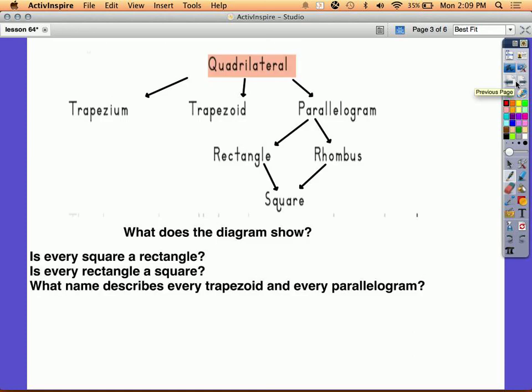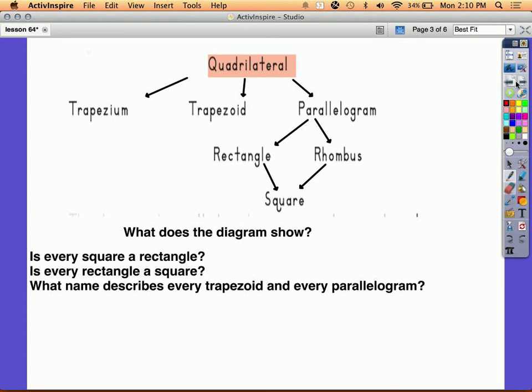So another way to look at all this is this little diagram. So we start with quadrilateral. Quadrilateral can either be a trapezium, a trapezoid, or a parallelogram. Okay, if it's a trapezium, that's it. That's all it can be. If it's a trapezoid, it has one set of parallel sides. That's it. That's all it can be. If it's a parallelogram, it could be just a parallelogram, or if it has two sets of parallel sides and the sides are the same, or we have 90-degree angles, it could be rectangle or rhombus. And if we have a rectangle or a rhombus, it could also be a square.